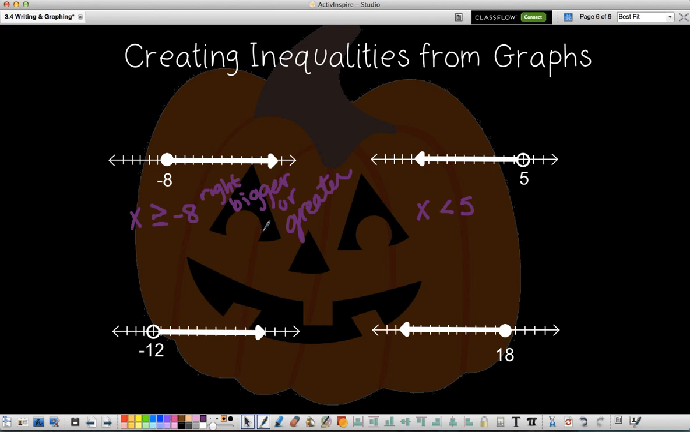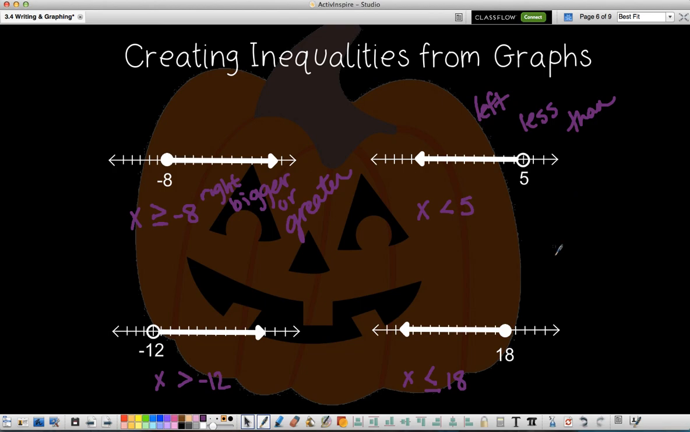Again, it's pointing to the left here, so left means less than. Here it's pointing to the right, so it's got to be the greater than symbol. It's open, so there's no sign underneath. So x has to be greater than -12. Pointing to the left, so it's less than. And it's a closed dot, so it has to have the line underneath. So x is less than or equal to 18.